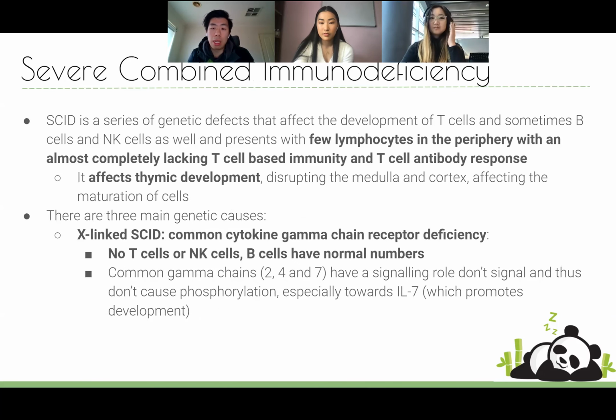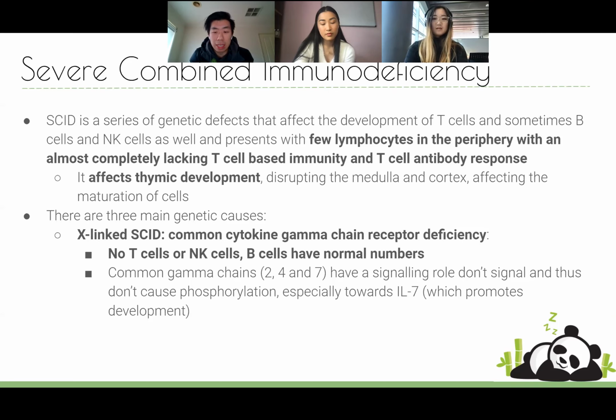Okay, so severe combined immunodeficiency, or SCID, is a disease that affects the development of T cells and B cells, and presents with few lymphocytes in the periphery with an almost complete lack of T cell-based immunity and T cell antibody response. And it's because of the lack of development of these T cells in the thymus due to genetic problems. There are three main branches of this. And I've bolded the things that I really think are important or accessible, so keep those in mind the most.